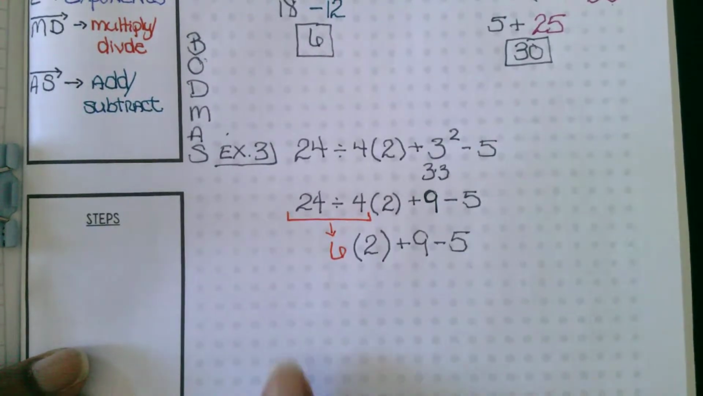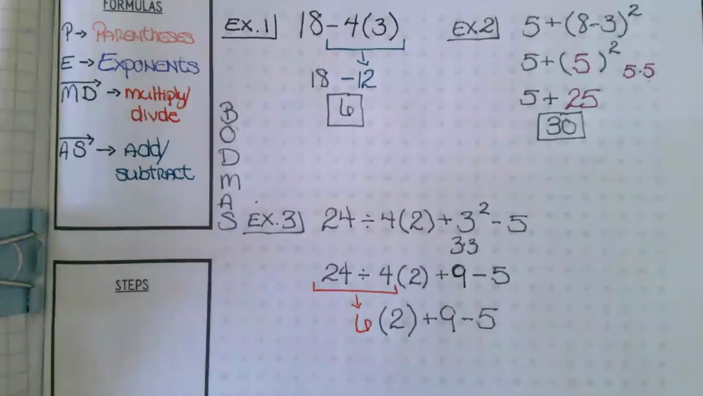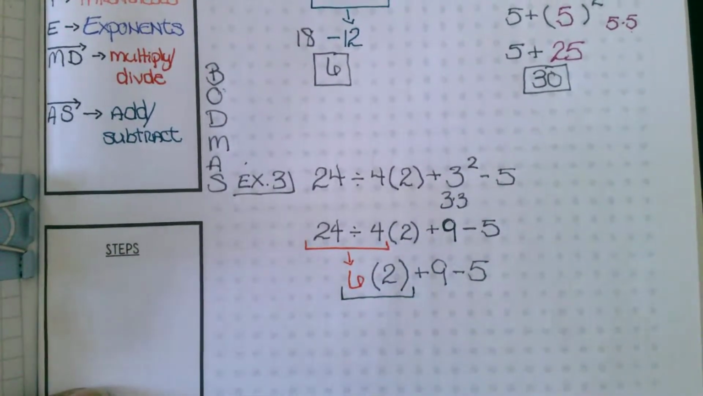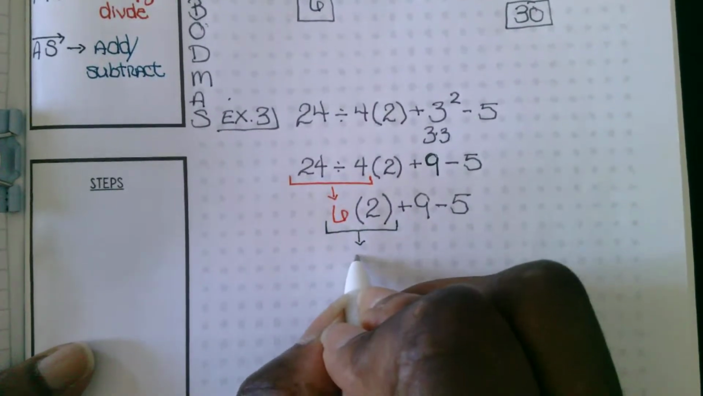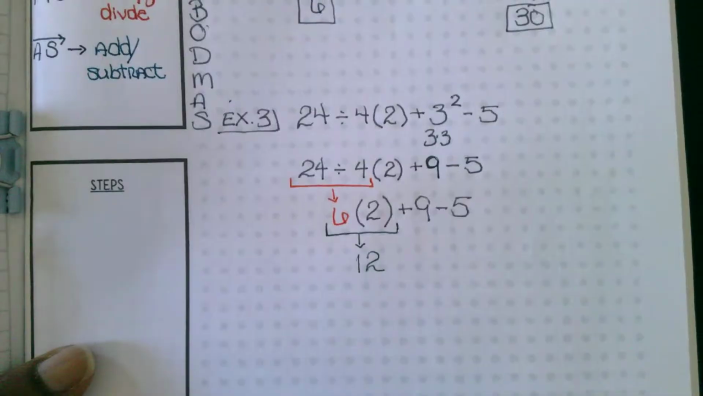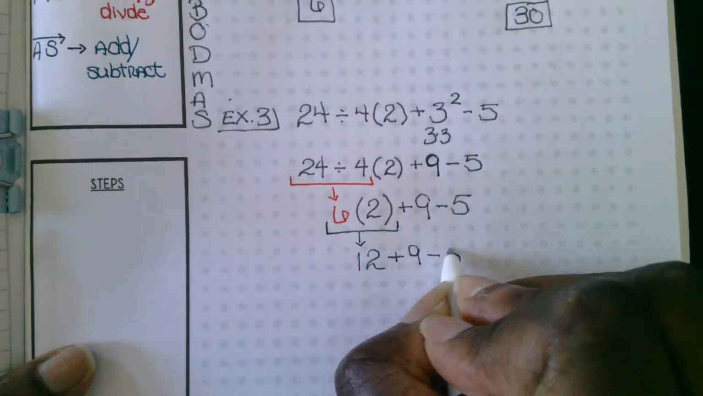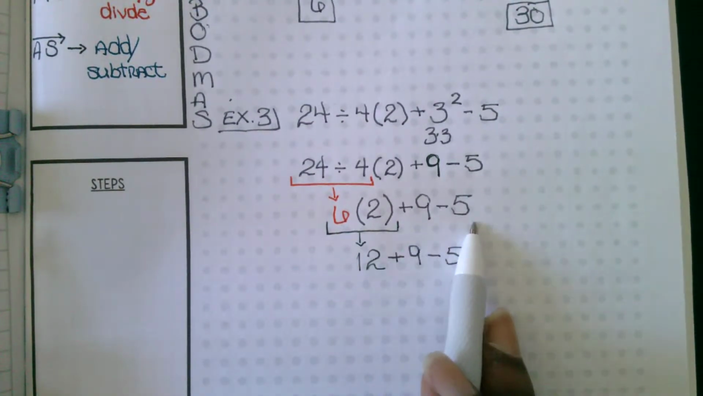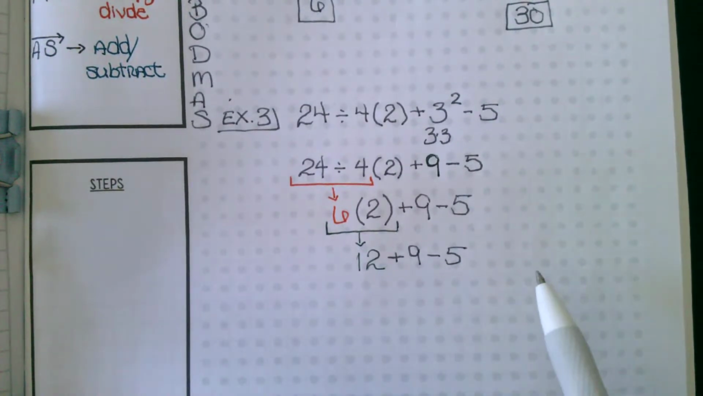Okay. So now bring everything down. Again, from left to right, we're still in that multiplication or division mode. Well, we definitely have multiplication. So 6 times 2 gives me 12. And then we can bring everything else down, the plus 9 and the minus 5. Okay? I know it's going to be tempting just to do 9 minus 5. You probably could, but let's keep going with the whole left to right.